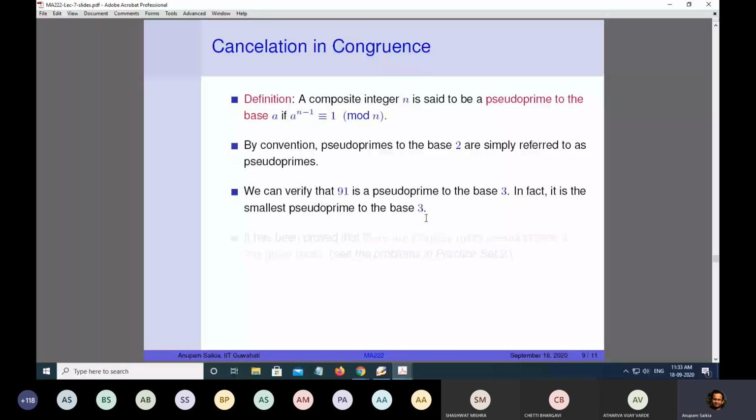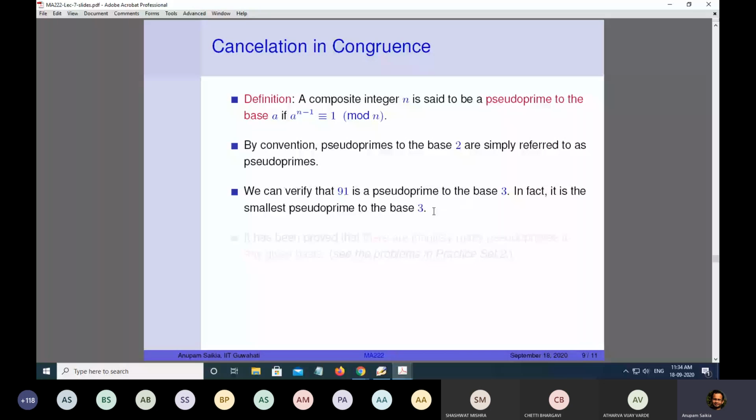So what will be required? That 3 to the power 90 should be 1 mod 91. And 91 is 7 times 13. So 3 to the power 90 should be congruent to 1 mod 7 and 1 mod 13. By Fermat's little theorem, 3 to the power 6 is 1 mod 7, and 6 into 15 is 90. So you know that 3 to the power 90 will certainly be congruent to 1 mod 7. What about 13?